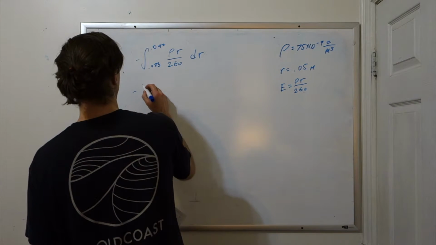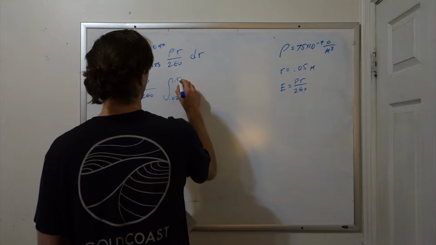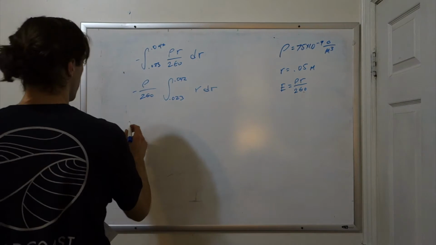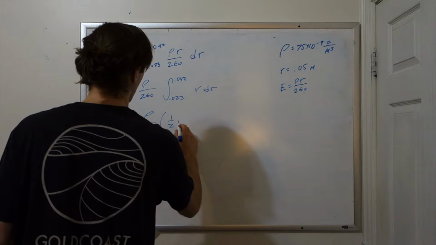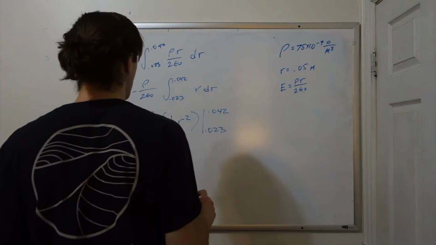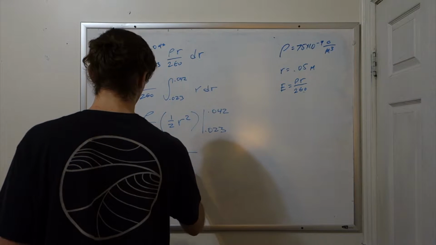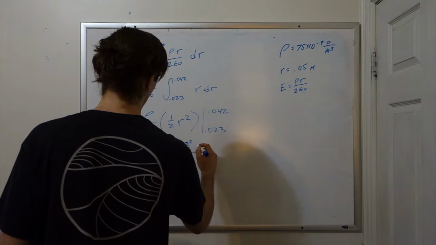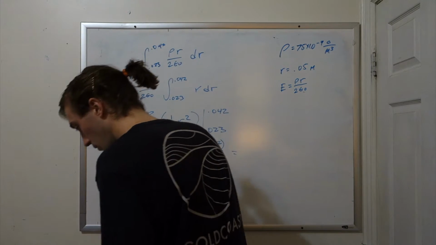Okay, so basically you have negative rho over 2 epsilon naught out here, integral from 0.023 to 0.042, then you just have r dr, and so this is going to end up being negative rho over 2 epsilon naught times 1/2 r squared from 0.023 to 0.042. So this is just equal to negative rho over 4 epsilon naught of 0.042 squared minus 0.023 squared.